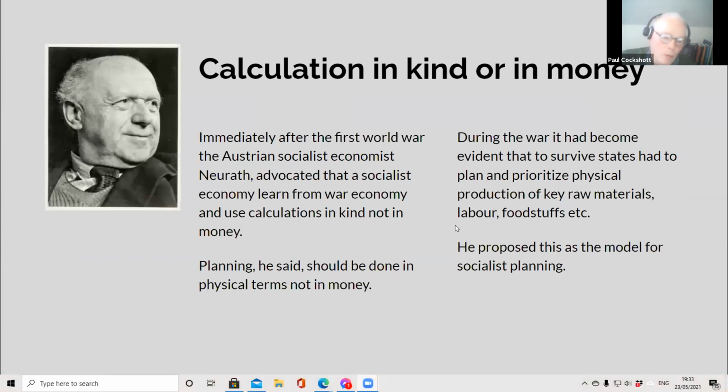Immediately after the First World War, the Austrian socialist economist Neurath advocated that an economy should be run in terms of calculation in natura, in natural units, rather than in money. He said that during the war, it had been evident that in order for society and a state to survive, it had to plan things in terms of physical units of food and raw materials. And he proposed that this should be a model for a future socialist society. And he became an economic advisor to, I think, the Bavarian Socialist Republic.